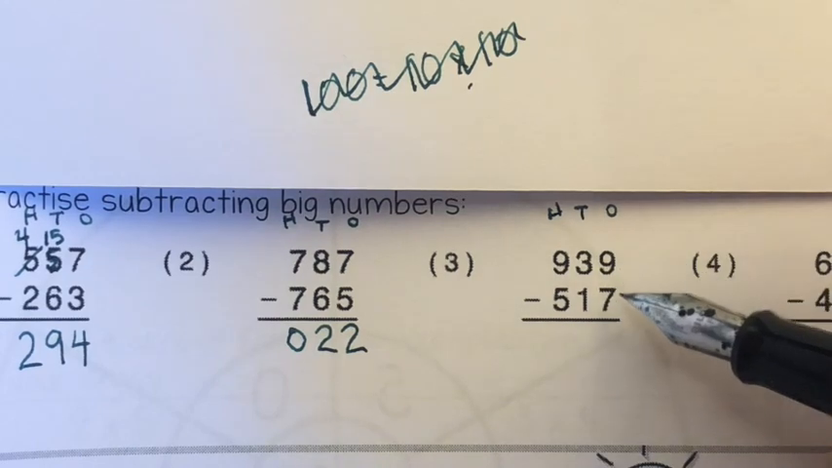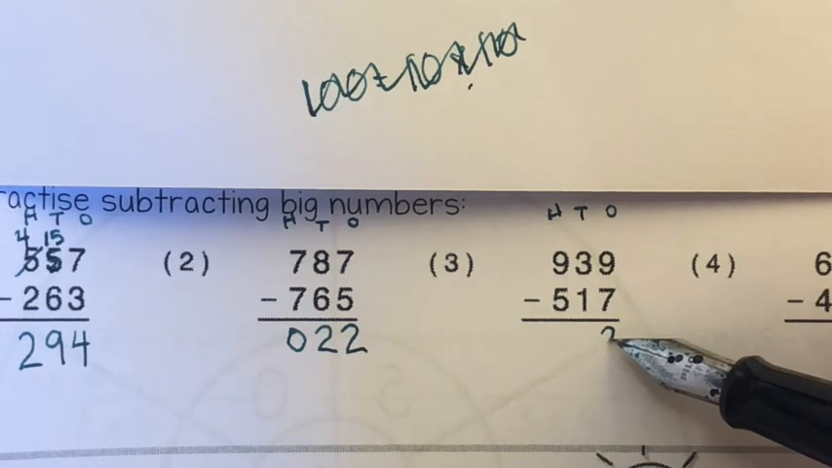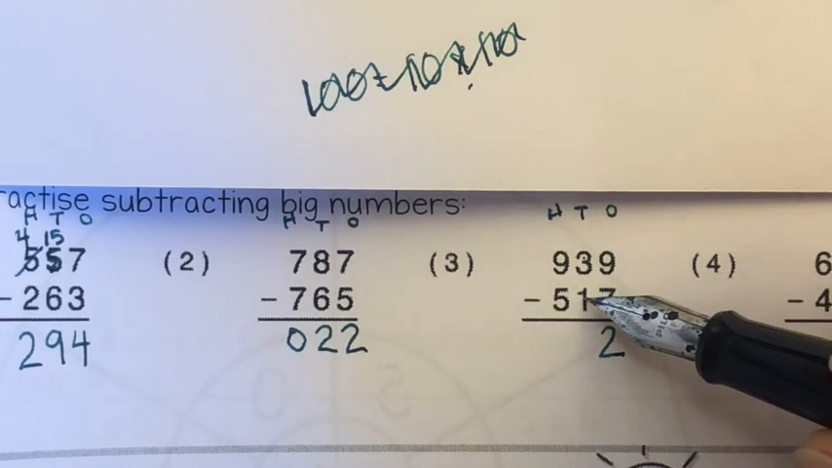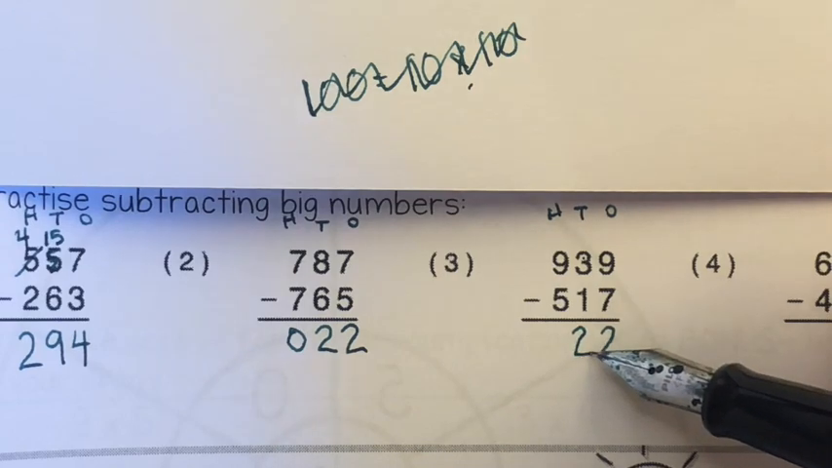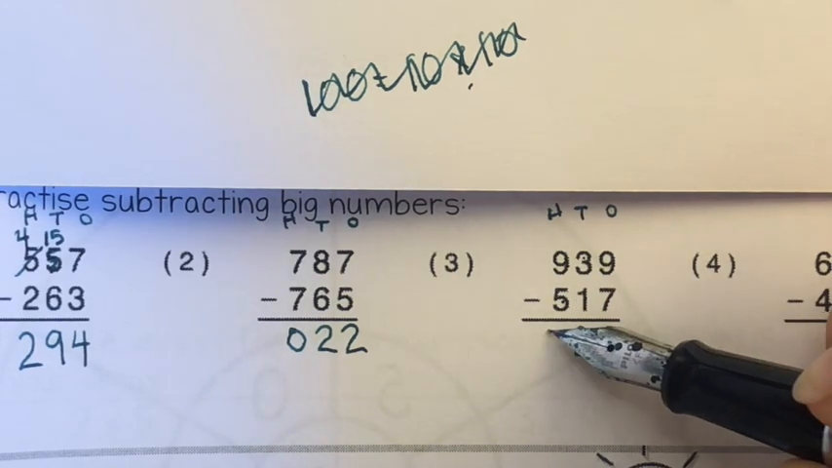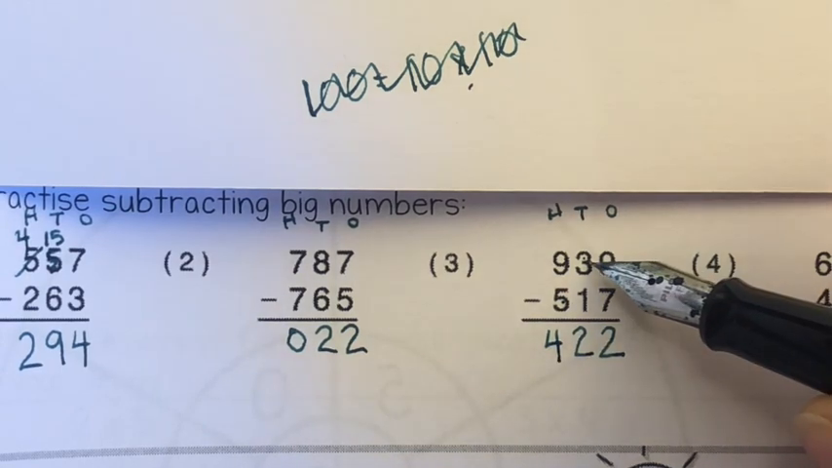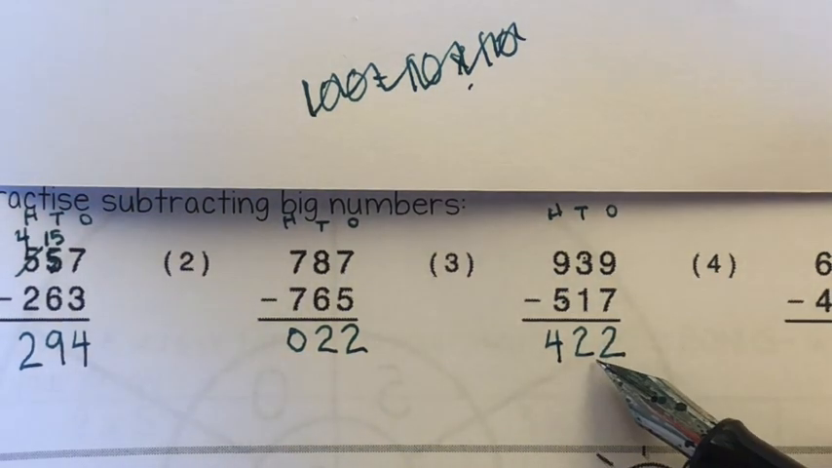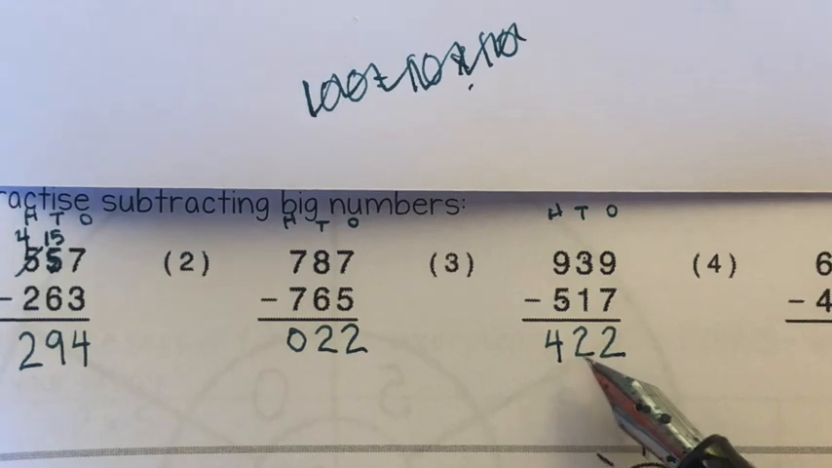So 9 subtract 7 is 2. 3 subtract 1 is also 2. 9 subtract 5, 900 subtract 500 is going to be 400s. And remember, this was 30 subtract 10, and that means 20. Let's read our number. 422.